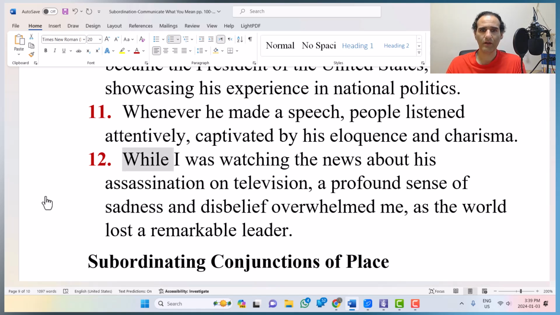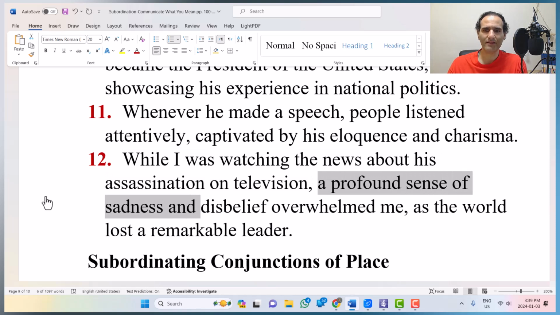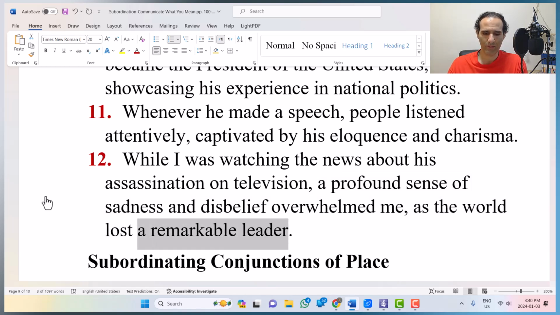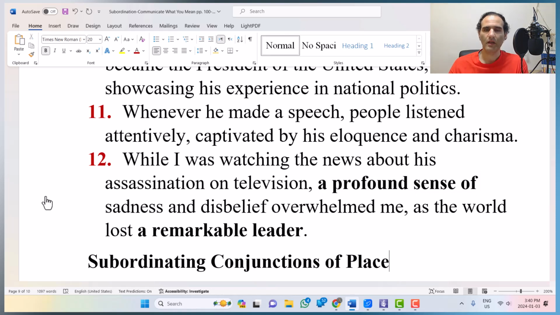So anyway, number 12, while I was watching the news about his assassination on television, a profound sense of sadness and disbelief overwhelmed me, as the world lost a remarkable leader. A remarkable leader. Beautiful, beautiful collocation. And a profound sense of sadness. So, a profound sense of something in you. So these were our sentences about John F. Kennedy and the sentences that we completed on adverb clauses of time.